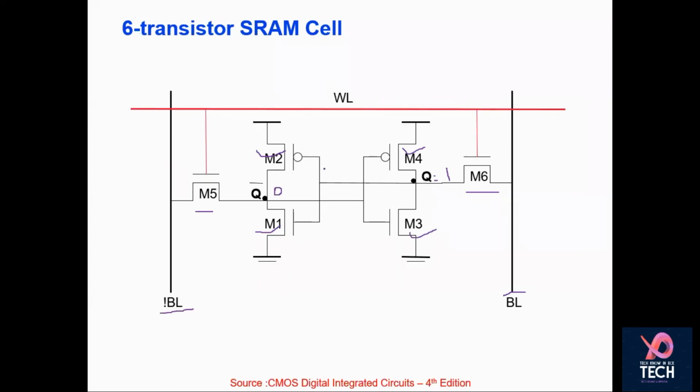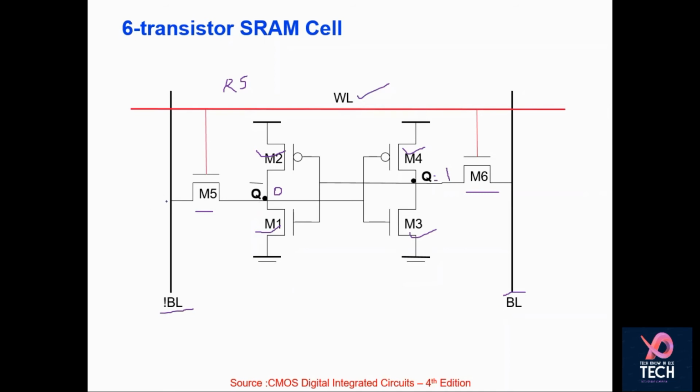The other thing expected is that the word line, or read row select signal, is high. When this is high, what happens? This is on, this is on. Initially we assume that this is 0 and this is 1. We are performing the read operation, not the write operation. The data can be written in a different manner; here we are only performing the read operation.